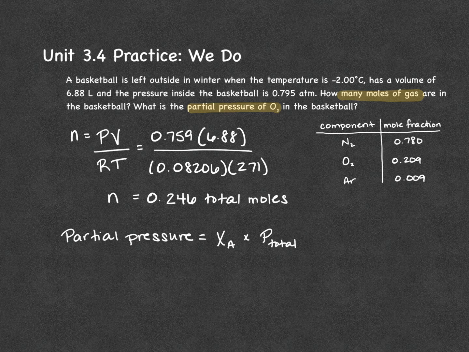So remember, to find the partial pressure, you're going to multiply the mole fraction by the total pressure of the mixture. So to find our partial pressure of oxygen, we're going to take our total pressure, which is 0.795, and that was given to us in the question, and we're going to multiply it by the mole fraction of oxygen, which is given to us in that table, which is 0.209, and we're going to get a partial pressure of oxygen of 0.166 atmospheres.